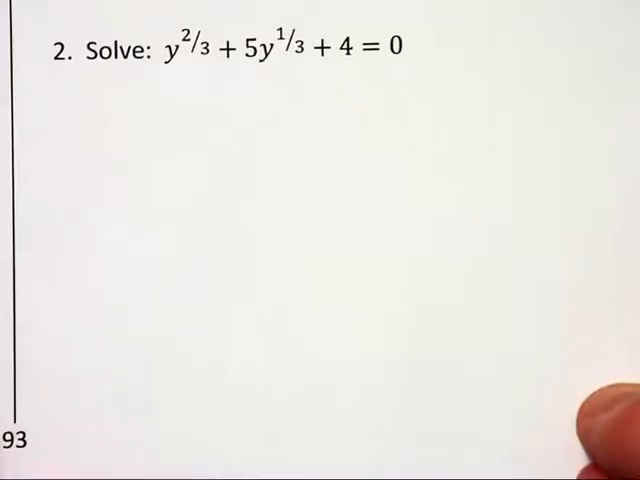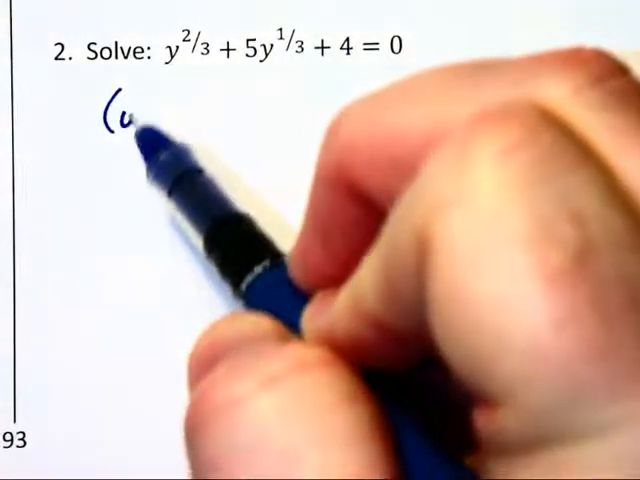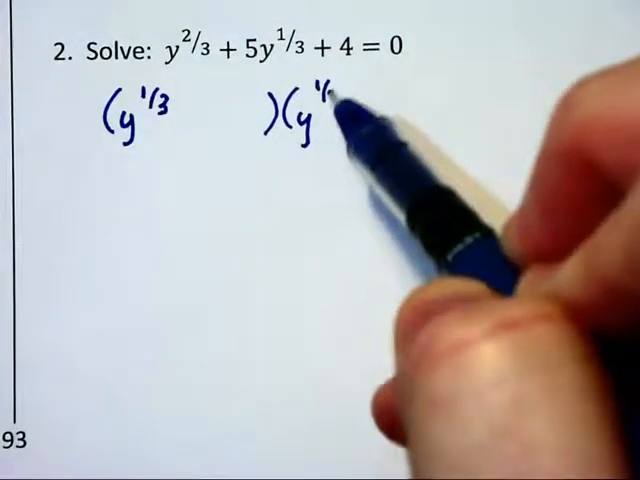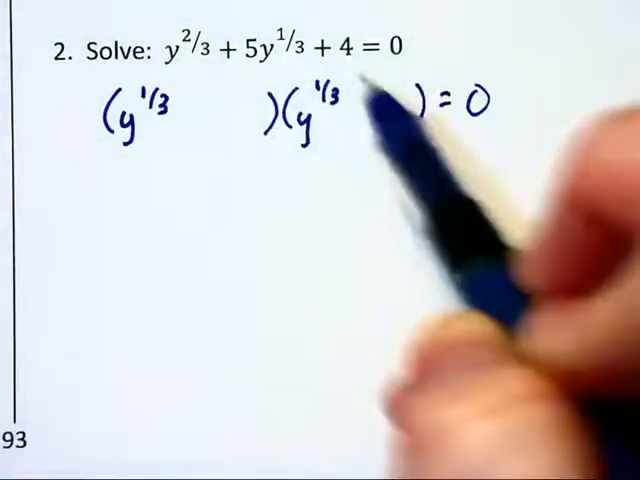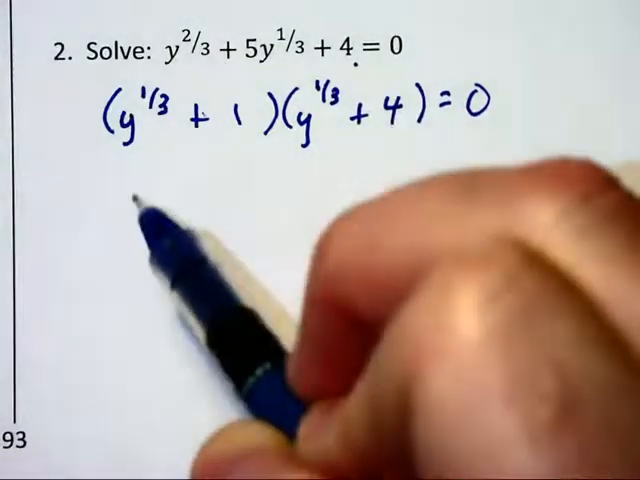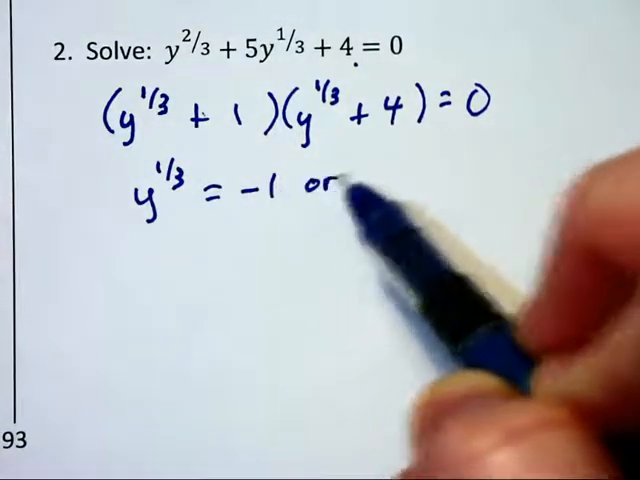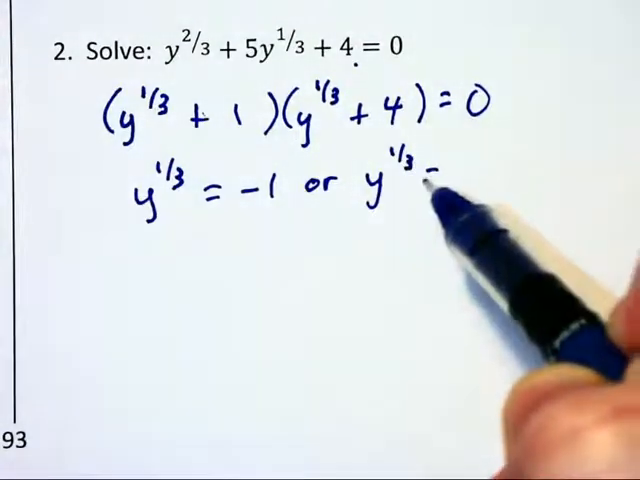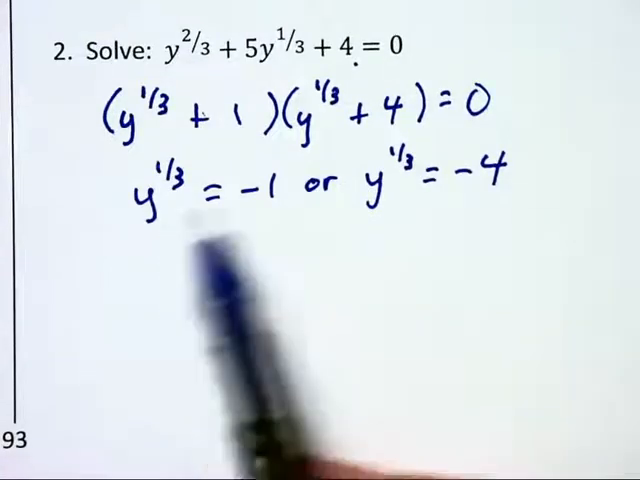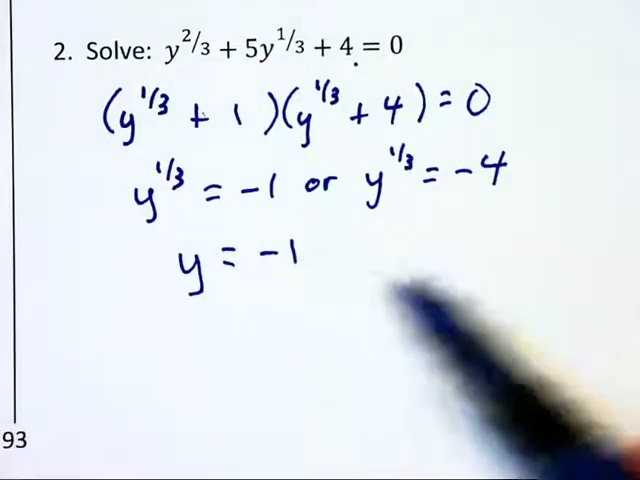This next problem is reducible to quadratic. We can factor and have a y to the 1/3 at the beginning of each parentheses. And then the two numbers that multiply to 4 and add to 5 will be 1 and 4. So we will have y to the 1/3 equals negative 1, or y to the 1/3 equals negative 4.